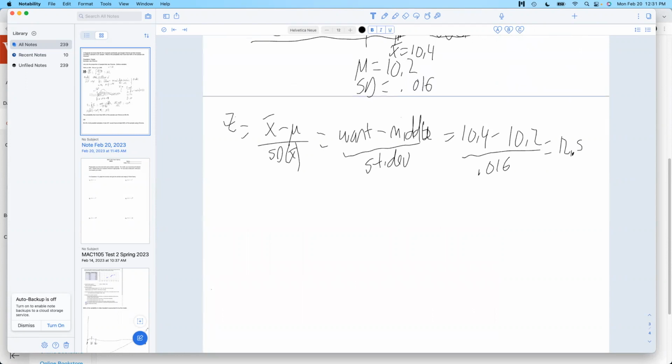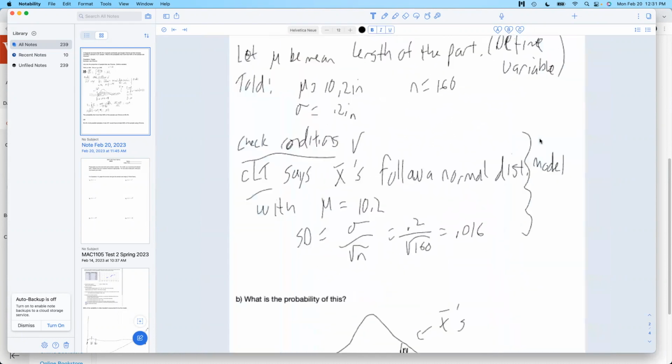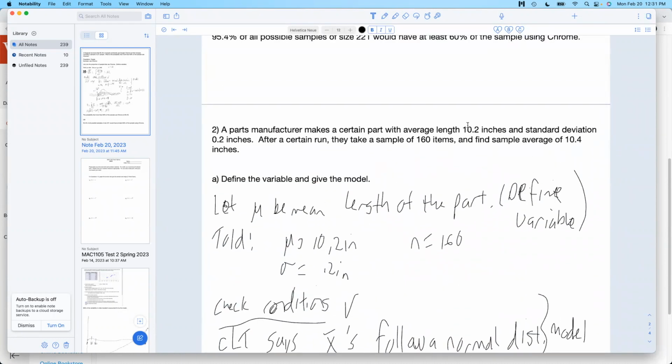See, if this were one individual part, think about our setup here again. The average, this company makes this part, it's 10.2 inches long, but that's just the average. These things vary. The standard deviation is 0.2. So if one part comes off the line, they grab one of it, and it just happens to be 10.4, that's only one standard deviation above average.